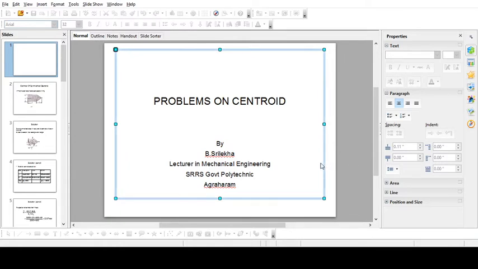The sum of the moment of areas is 18,750 plus 7,875 plus 18,750. So this one entirely will give you a value of 45,375.